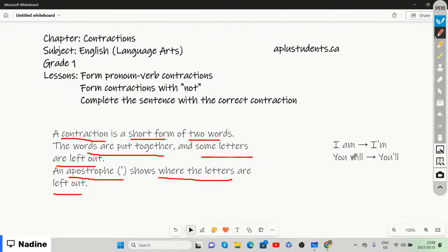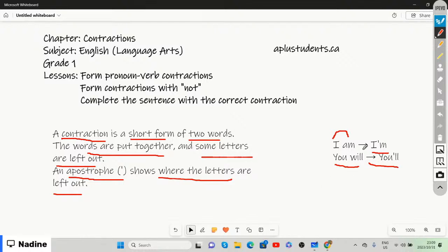For example, you will, right? So instead of saying you will play outside, you can say you'll play outside. Instead of saying you will get cake, you'll get cake, right? So it's basically two words, or it's two short words that we are now basically going to turn into one word, as you can see, I'm.